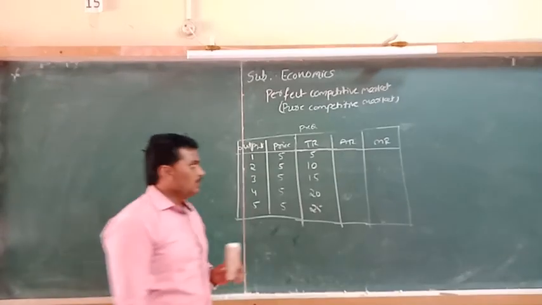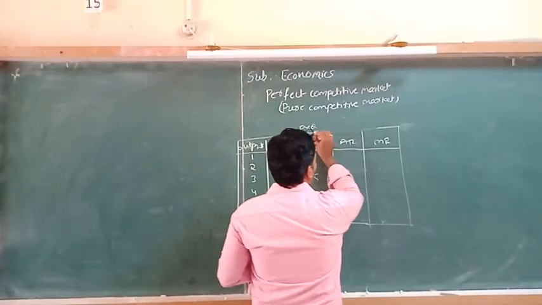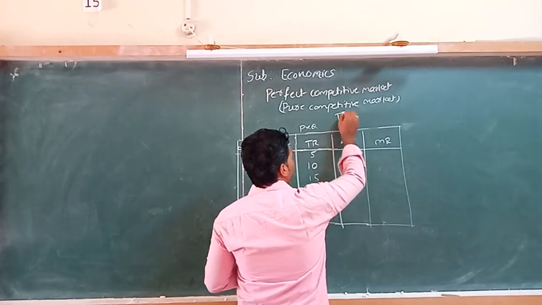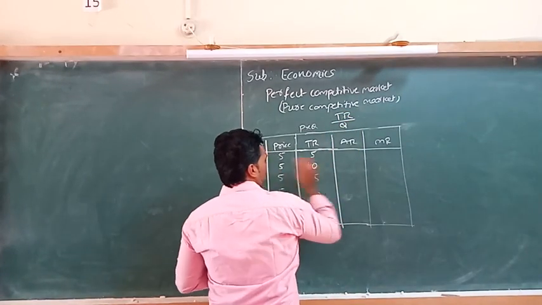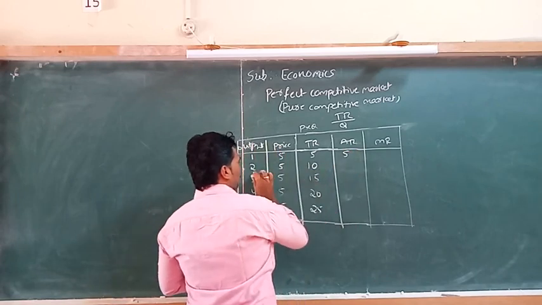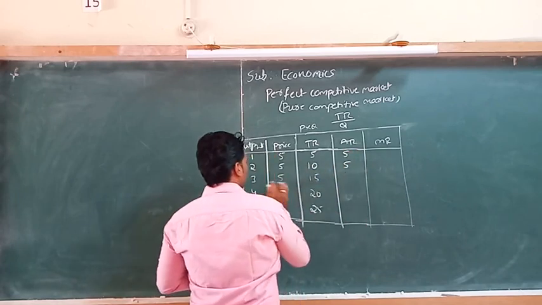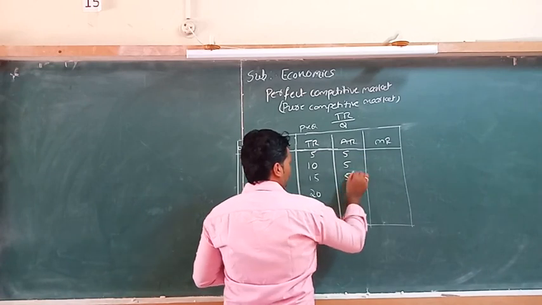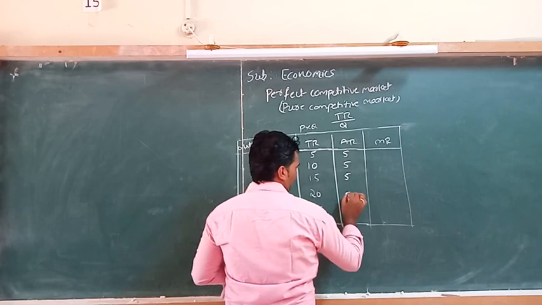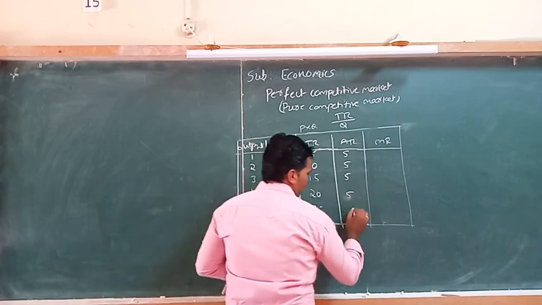Then how do you calculate average revenue? I show the formula, that is TR divided by Q. 5 divided by 1, 5. 10 divided by 2, 5. 15 divided by 3, 5. 20 divided by 4, 5. 25 divided by 5, 5.